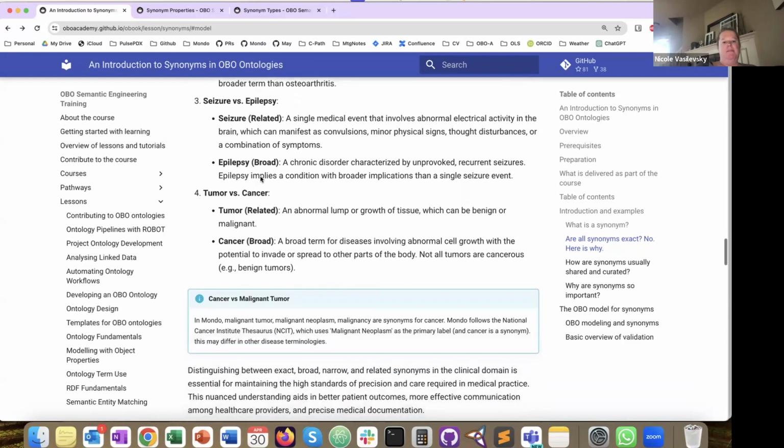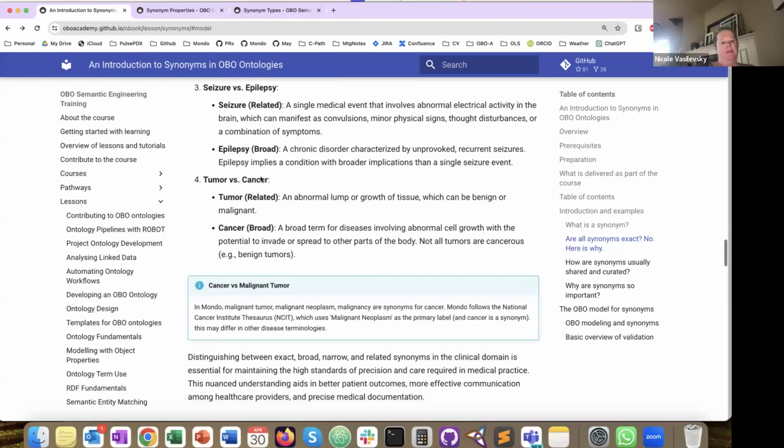Other commonly related terms that are not exactly synonymous are seizure and epilepsy.